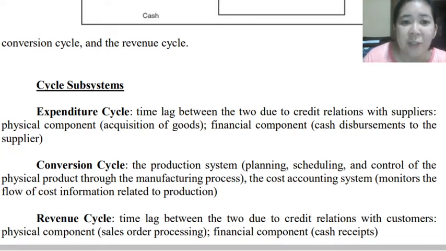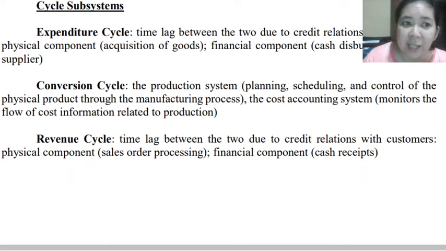For the conversion cycle, the production system, this is where the planning, scheduling, control of physical product to the manufacturing process takes place. So, of course, as mentioned earlier, our cost accounting system will help the management to monitor the flow of cost information that is related to production, and at the same time, this will be used later on for controlling this cost, so to maximize our profit.